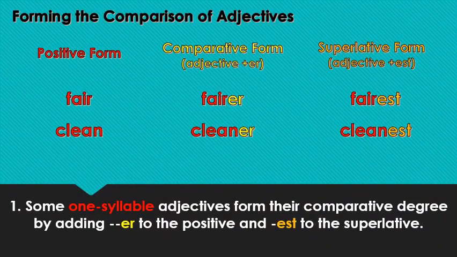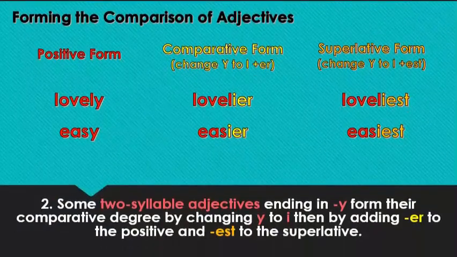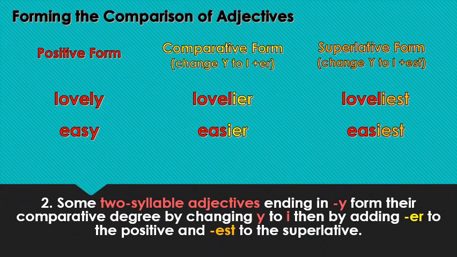Now let's discuss how we form the comparison of adjectives. First rule, some one-syllable adjectives form their comparative degree by adding er to the positive and est to the superlative. Number 2. Some 2-syllable adjectives ending in y form their comparative degree by changing y to i, then adding er to the positive and est to the superlative.